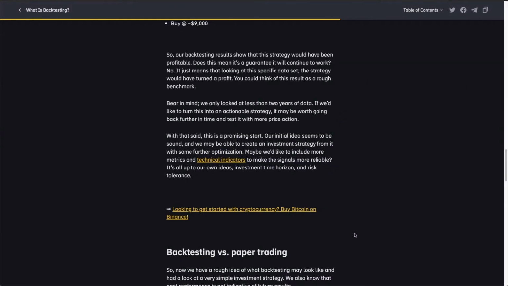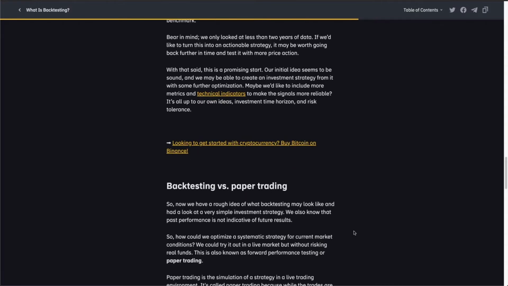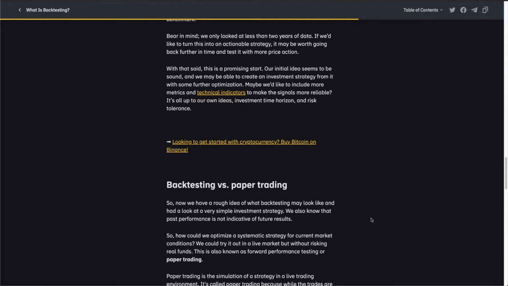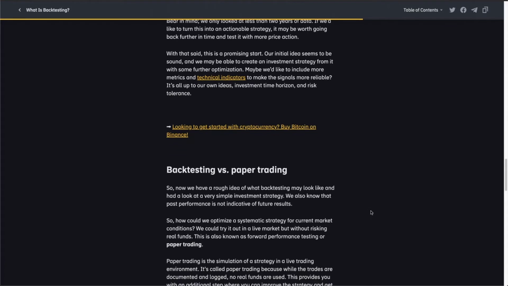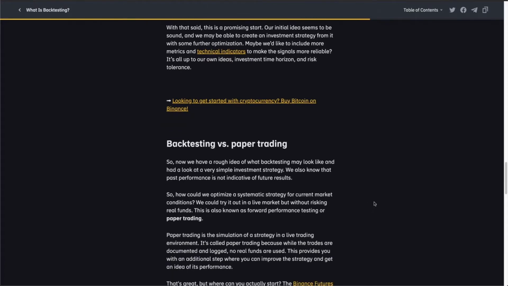Now, you might have heard of paper trading. We did discuss it a bit in chapter 1. Let's go ahead and compare and contrast the differences and similarities between backtesting and paper trading. So in chapter 1, we did briefly discuss what paper trading is. It's basically just practice trading, trading without risking any of your capital. And now that we have a rough idea of what backtesting may look like and how to look at a very simple investment strategy with backtesting.